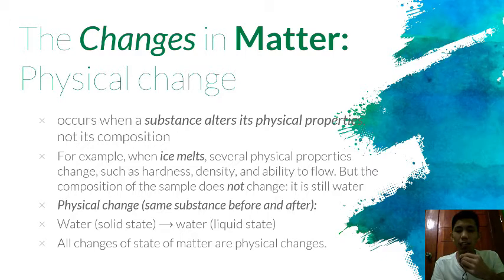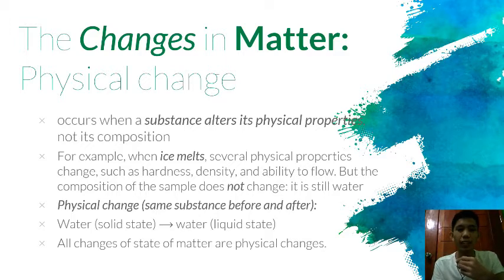So when a substance undergoes a change, the only alteration happens in the physical properties, but after the change, the composition still remains. So for example, when ice melts, many properties are changing, including the hardness of the ice, the density, and the ability to flow. But the composition of the sample does not change. When ice melts, it is still water, so no change in composition. Therefore, it is a physical change.